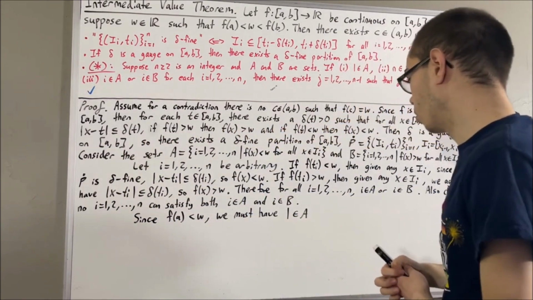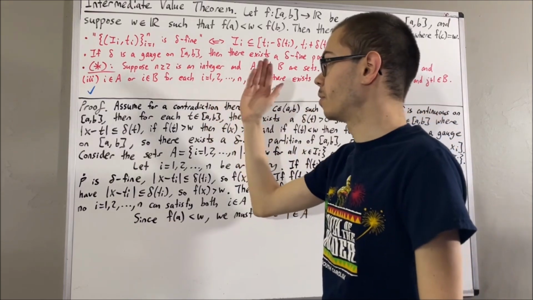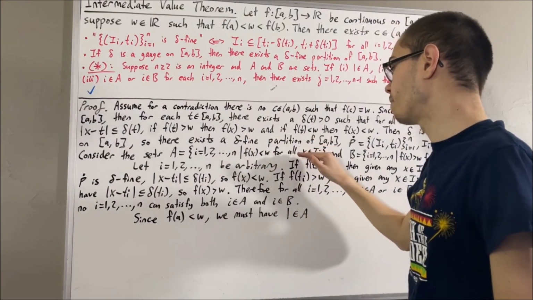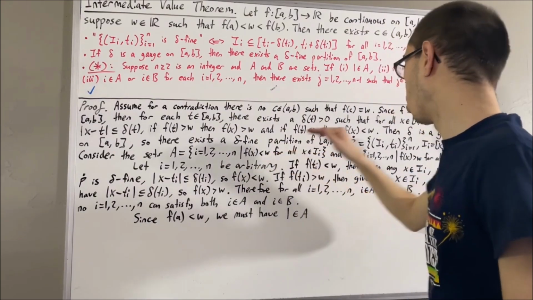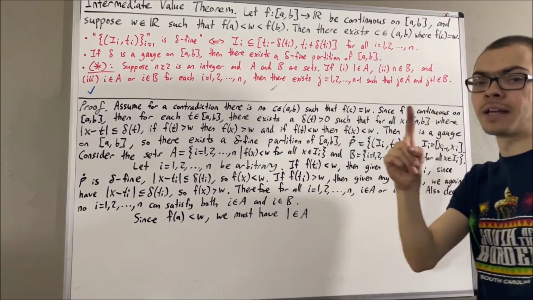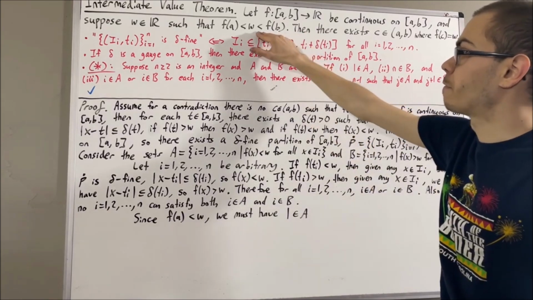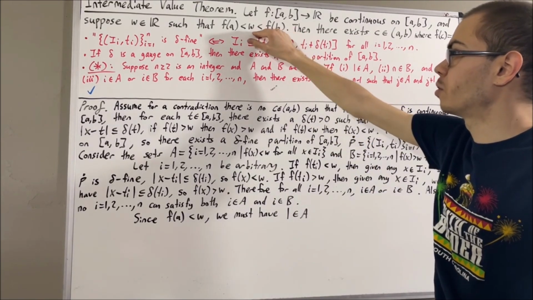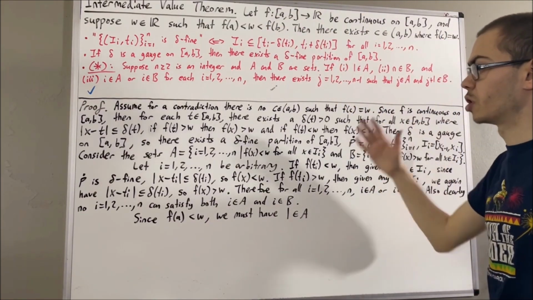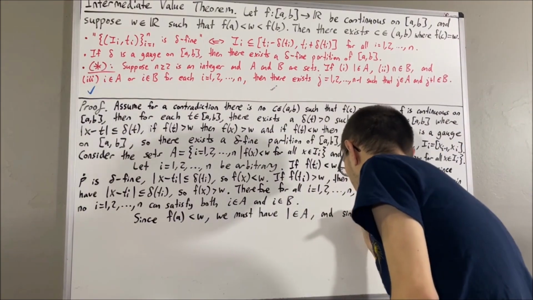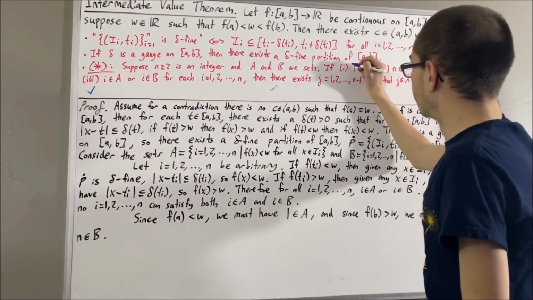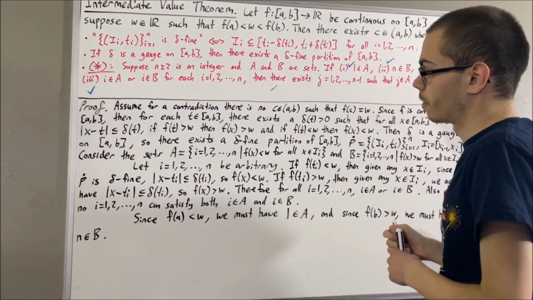Similarly, we know that n is either an element of A or B, which means either every output value on I_n is less than w, or every output value on I_n is greater than w. But we know of one output value on I_n that is greater than w, namely f of b. So since f of b is greater than w, we must have every output value on I_n greater than w. So n is an element of B. And so that verifies that these two conditions are true as well.